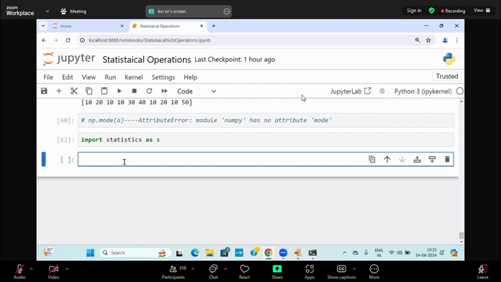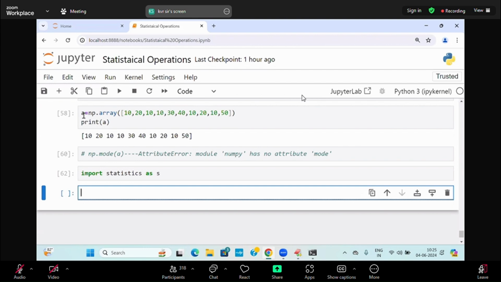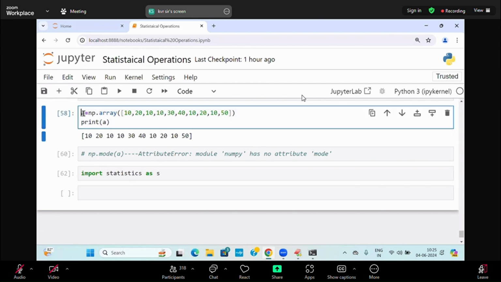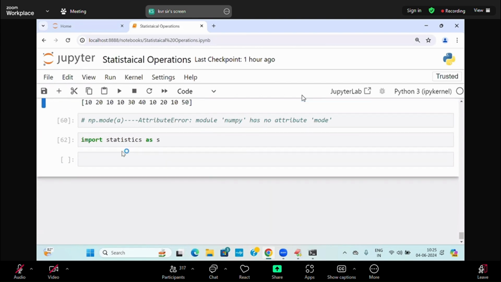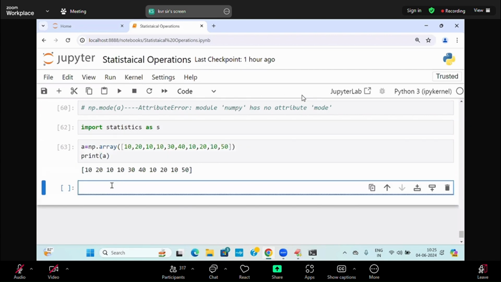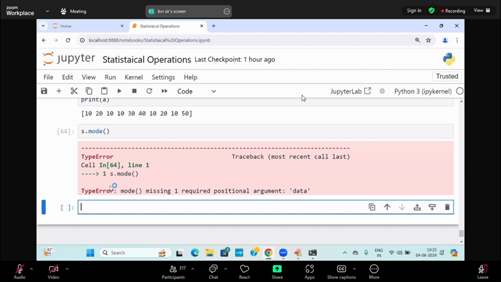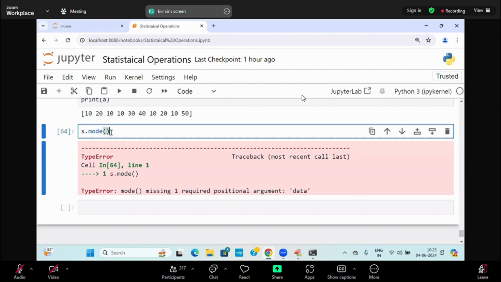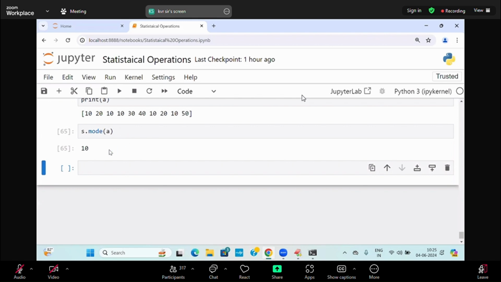There I will take it. Here I am going to write it. Here I am going to take this data. You observe it. Now I am going to write s.mode of, and I need to pass A. What is the mode? 10.